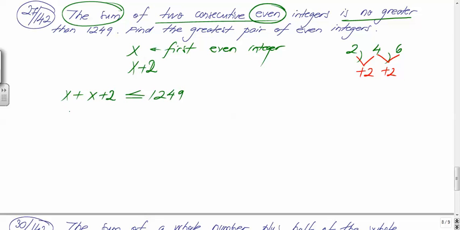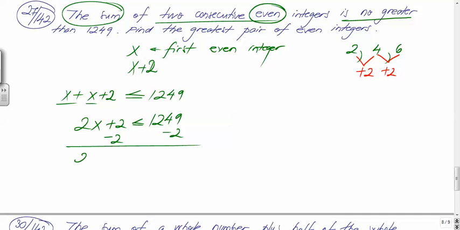1249. Right, combining like terms, I have 2x plus 2 less than or equal to 1249. I'm taking 2 away from both sides because I want to solve for x, right? I got 2x, 2 minus 2, 0, less than or equal to 1249 minus 2 will be 1247, okay? I'm dividing by 2, both sides. What do we get? Well, 2 divided by 2 is 1. X should be less than or equal to 2 goes in 12 6 times, 2 goes in 4 2 times, 2 goes in 6 3 times.